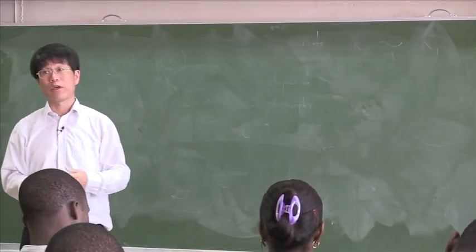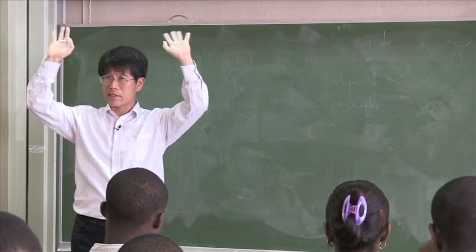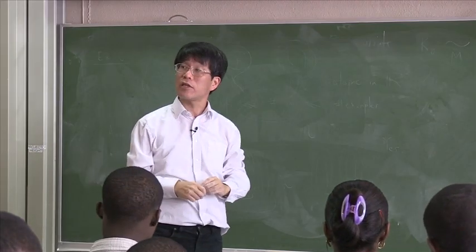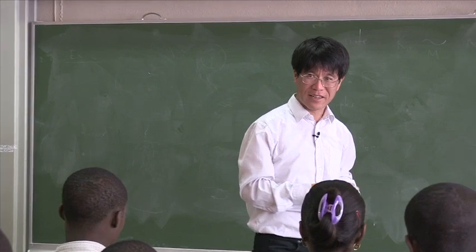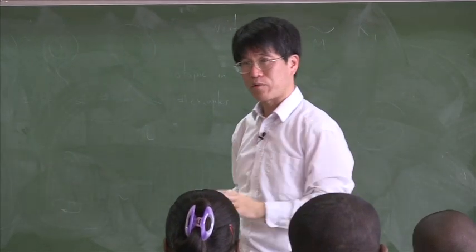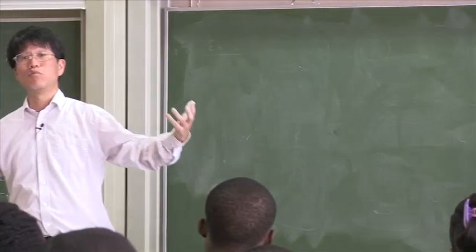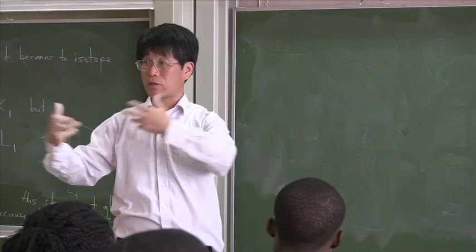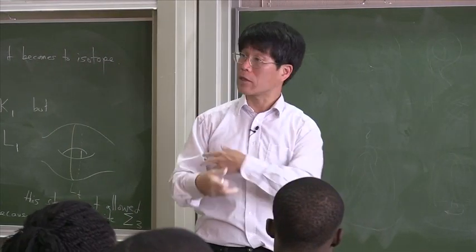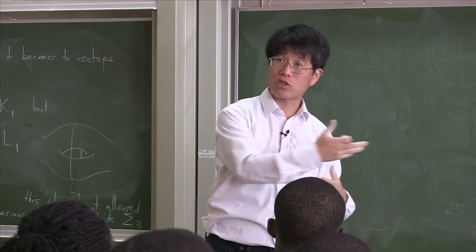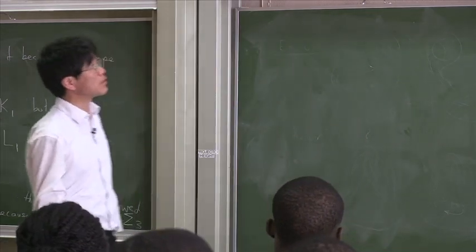Those supplied us with a stock of examples, many, many examples, and incidentally, many pictures, which was the most important thing in this course. Please keep drawing pictures. And then we discussed the concept of moving things around. We formalized the concept of deformation, isotopy, we called it, inside some ambient space.